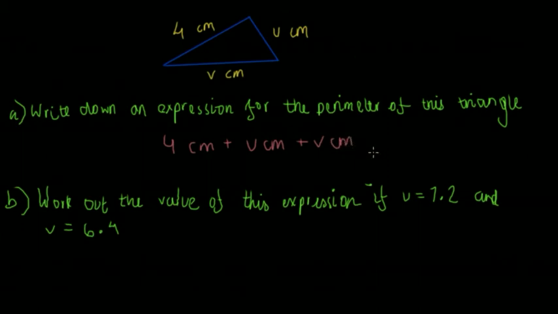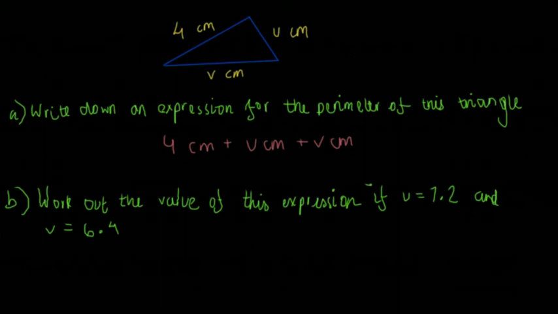Now for part B, it says, work out the value of this expression if U equals 7.2 and V equals 6.4. Now for the last part, we had it as an expression because we didn't know what U and V were. But now we are going to have that expression with the U and the V worked out, so we can actually calculate the expression. Well, it's not an expression anymore if you can calculate it, but let's have a look at it.